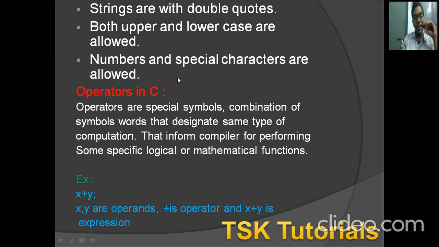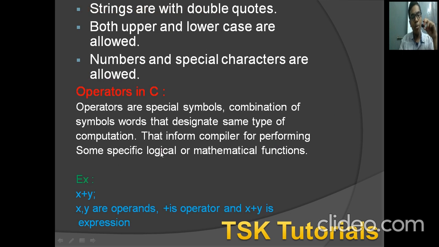Now let's come to our another new concept, operators. What is an operator? What are the operators in C programming? Let's see. Operators are special symbols, a combination of symbols or words that designate some type of computation. It's nothing but symbols. They are used to perform mathematical operations that inform the compiler of some logical or mathematical functions. As I told, I will tell about the logical functions at the end of this session. The topic is coming very nearby.